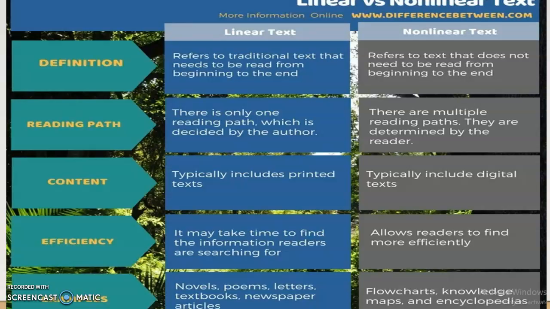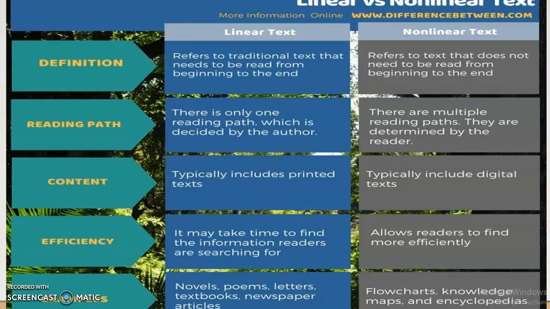Here are some differences of linear versus nonlinear text. In terms of definition, linear text refers to traditional text that needs to be read from beginning to the end, while nonlinear text refers to text that does not need to be read from beginning to the end. In terms of reading path, for linear text, there is only one reading path, which is decided by the author. And for nonlinear text, there are multiple reading paths. They are determined by the reader.